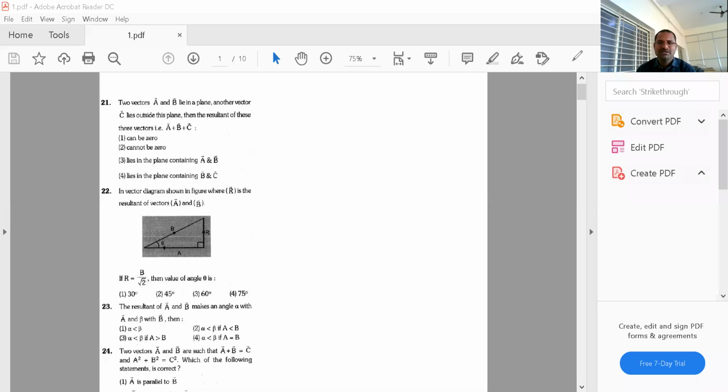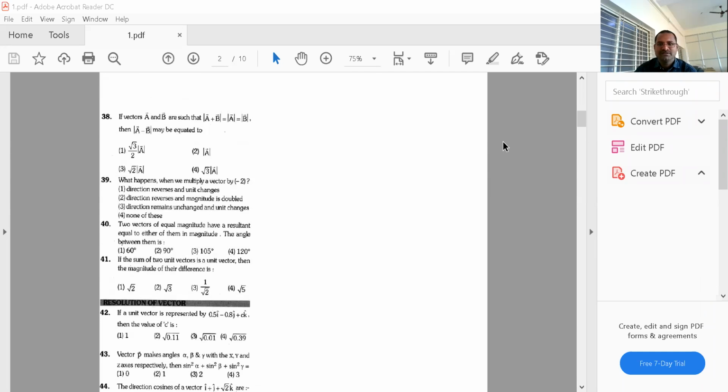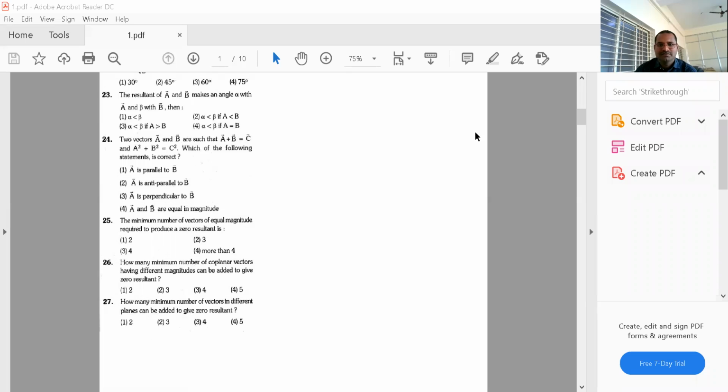Next, question number 24. I am going to question number 24. Absar is asking, please once again. This is A bar. This is B bar. And the resultant of these two is this, resultant R. Okay? And this resultant is making alpha with this and beta with this.